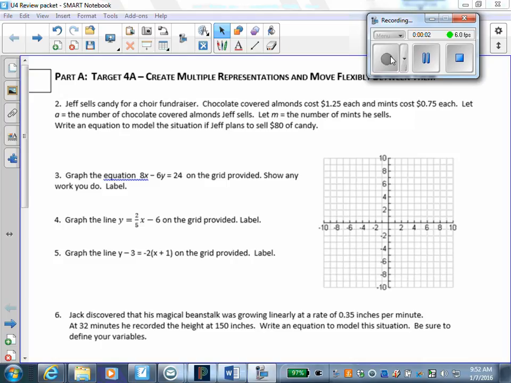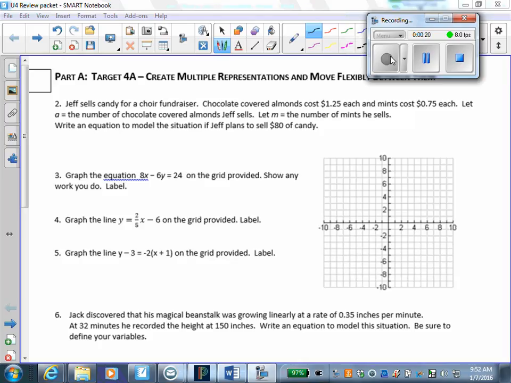I'm just going to go over this Unit 4 review packet, and if you want to go along with me, you can, or if you've already done it, which is the best idea, then you can check your work with what I do, and I'll be explaining as I go to help you get ready for your test. So for some reason, there's no number 1, so we're starting with number 2.